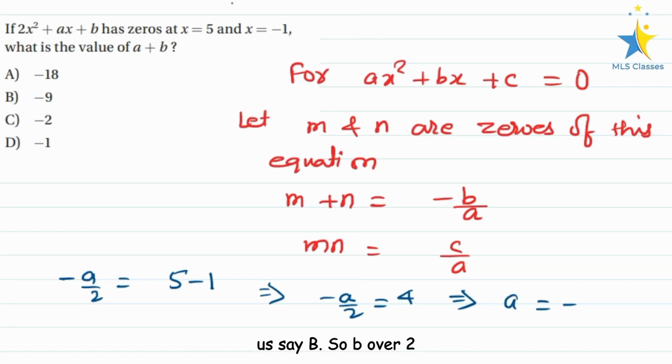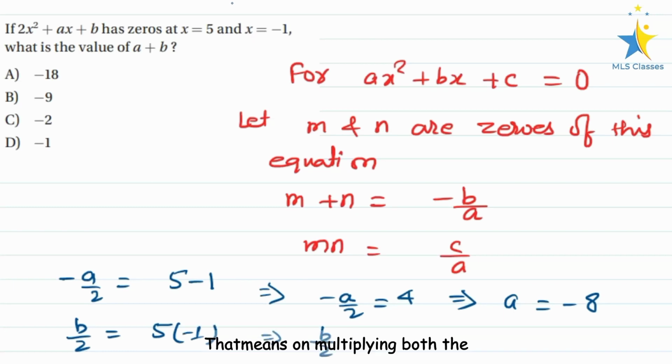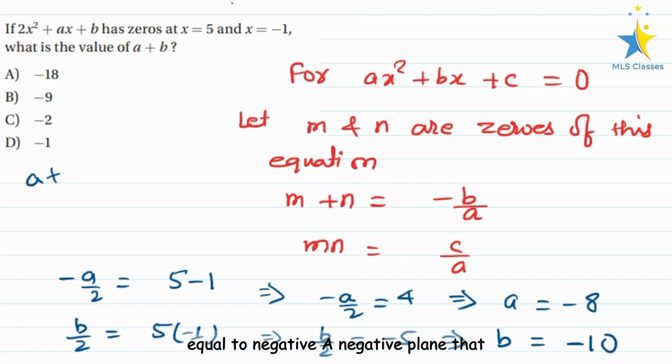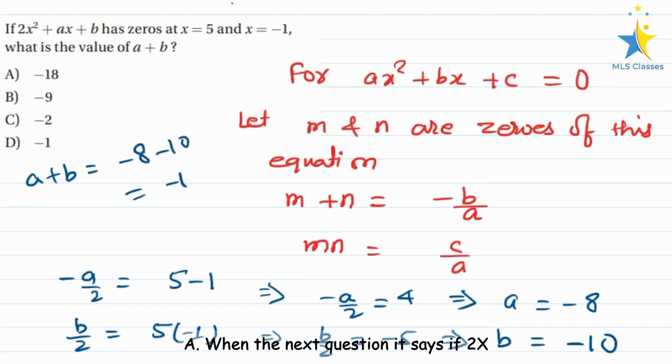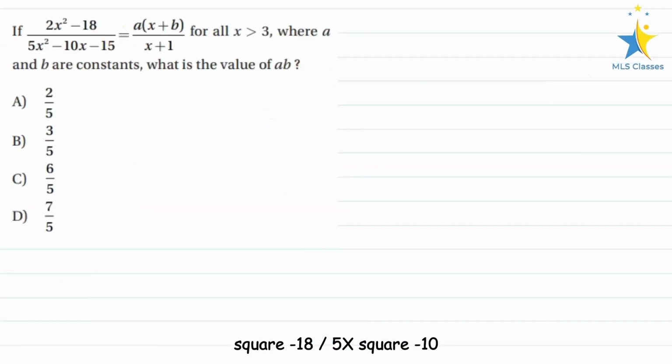Now let's find b. So b over 2 should be equal to 5 times negative 1. So we will be getting b over 2 equal to negative 5. That means on multiplying both sides by 2, we will be getting b equal to negative 10. So we need to find a plus b. A plus b is equal to negative 8 plus negative 10, that is equal to negative 18. So it's option A.